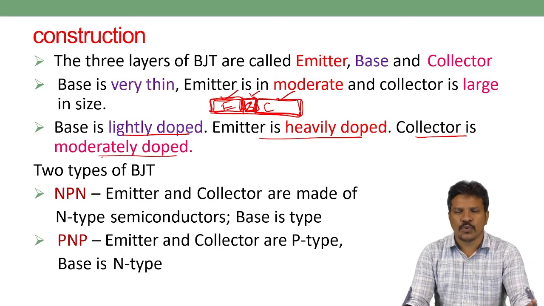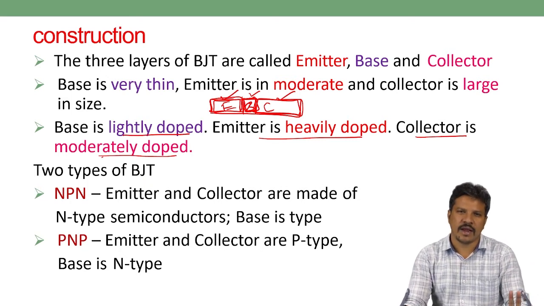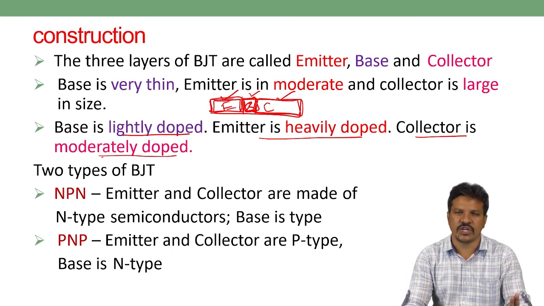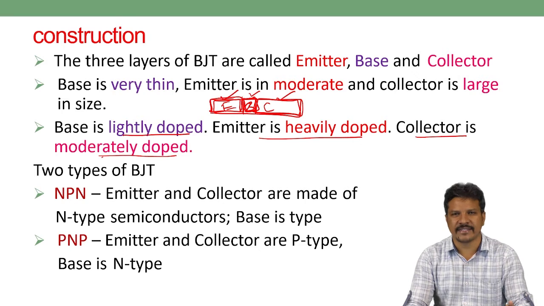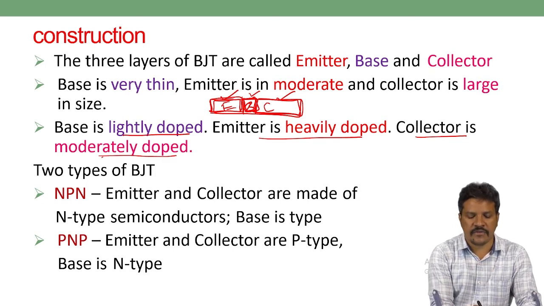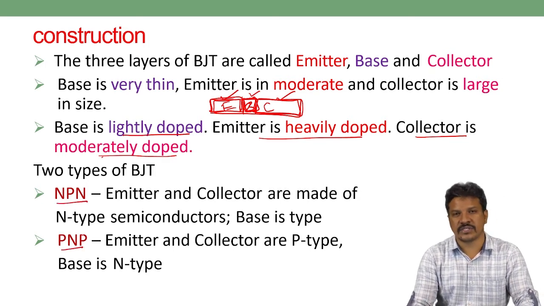So these are two important things: one is doping and the other is the size of each layer. The doping of each layer is different and the size of each layer is different. Combining these two properties of these three layers lets the transistor act as an amplifier, making this three-layer device useful in amplification. Basically, there are two types of bipolar junction transistors: one is the NPN transistor, the other is the PNP transistor.